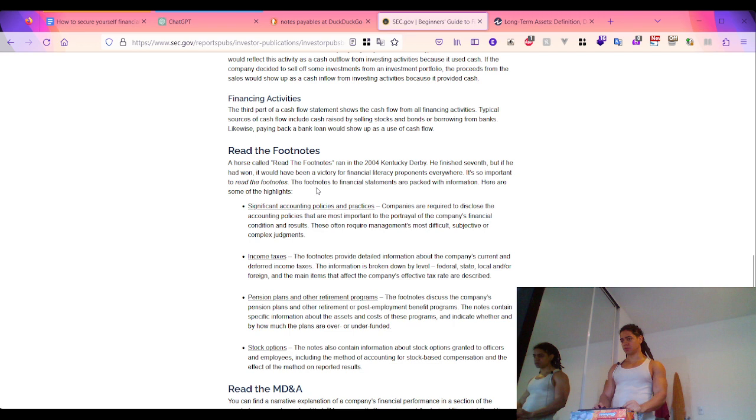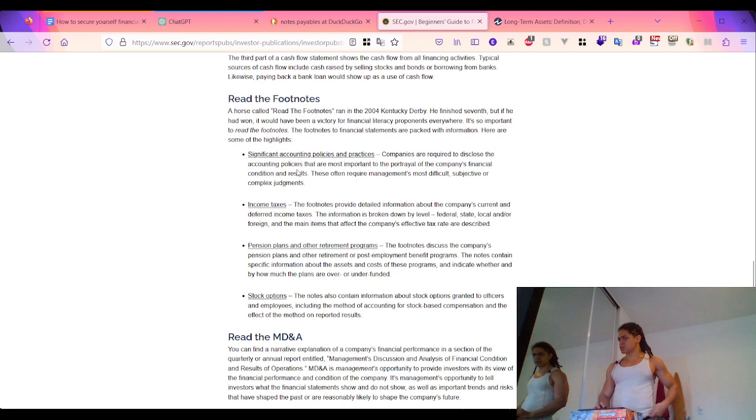Significant accounting policy and practice. Companies are required to disclose the accounting policies that are most important to the portrayal of the company's financial condition and results. This often requires management's most difficult, subjective, and complex judgment. Here are some highlights. The footnotes to financial statements are packed with information.